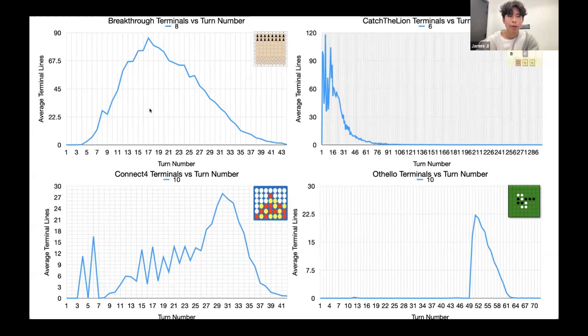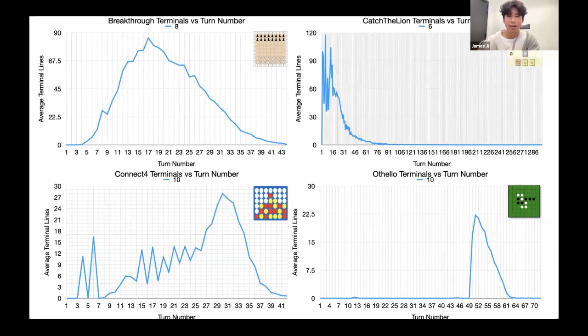So for example, in Breakthrough, we can see that at the start of the game, when the turn number is low, there's not many terminal lines. But then around turn 20 is when we find the most terminal lines. If you were to interpret this, at the start of the game your pieces have not moved yet, and there's not that many decisive lines of play. But once you get to the mid game, when your pieces are closer together, there's many more decisive lines of play.